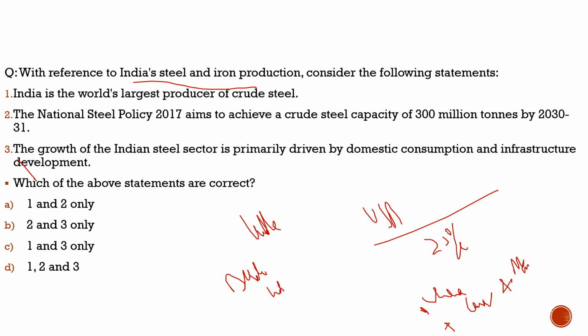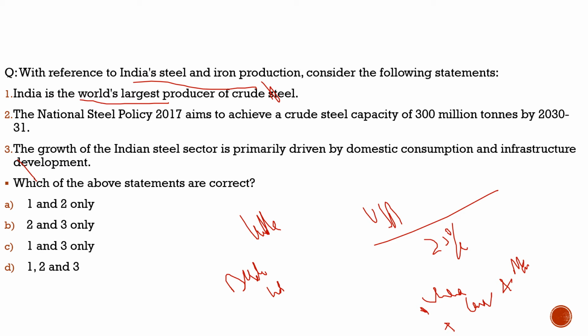And with respect to that, let's understand India's steel and iron production industry. Let's have some basic idea about it. The question says, with reference to India's steel and iron production, consider the following statements. First statement: India is the world's largest producer of crude steel. Totally incorrect. Even though India is one of the largest producers of crude steel, it is not at the top. It is China which is the largest producer of crude steel.